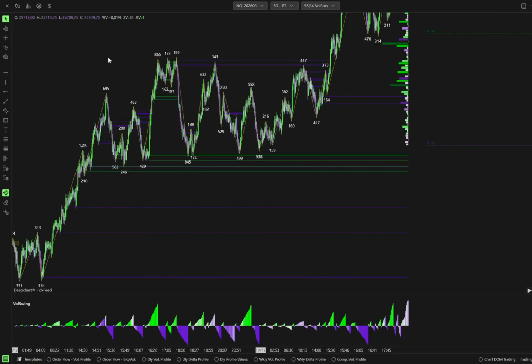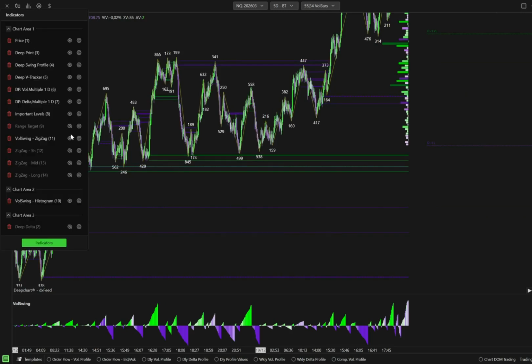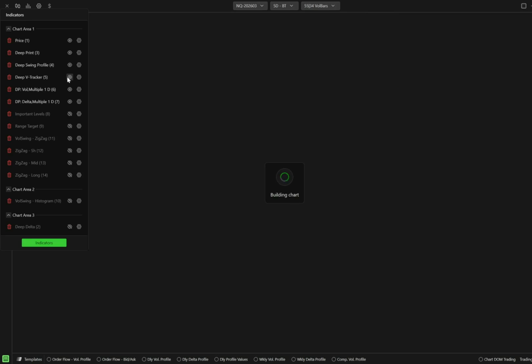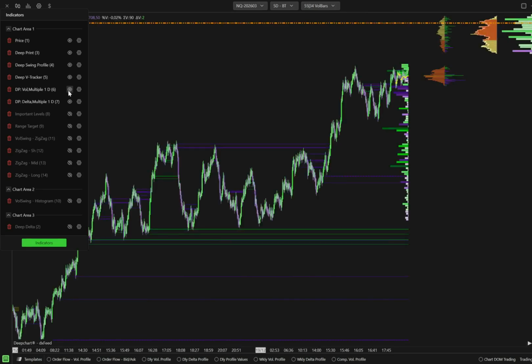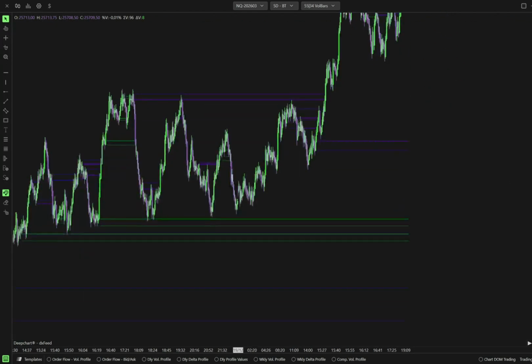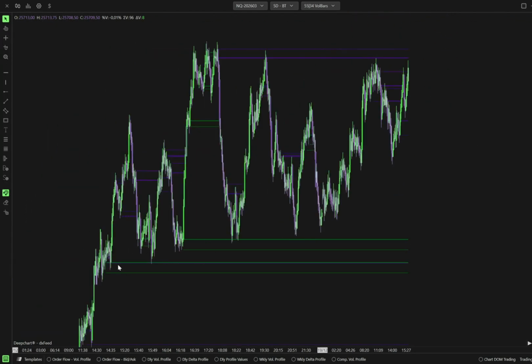Okay, so I want to clarify something so you can understand how valuable everything that we built is. Everything that we build, we remove important levels, and we only keep the tracker. Okay, the tracker, we can remove the last distribution and everything. So what are these levels? These levels are a summary of absorption. What does it mean?